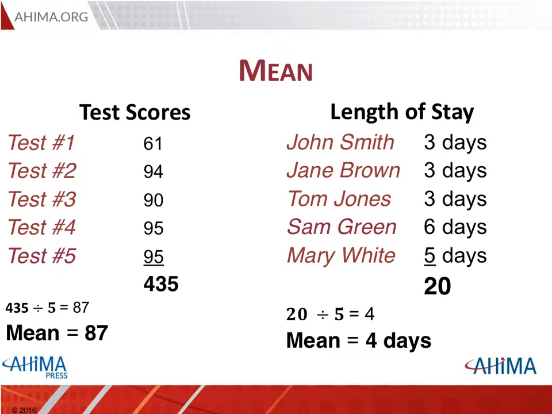Hospitals calculate the average length of stay the same way. However, hospitals would be working with hundreds or thousands of patients per year instead of 5 as in our example. In our example, John, Jane, and Tom each stayed in the hospital for 3 days. Sam stayed 6 days and Mary stayed 5 days before being discharged. We would add up each of the patient's length of stay for a total of 20 days. We would divide that number by our total number of patients. 20 divided by 5 is 4. Our mean, or average length of stay for this data set is 4 days.